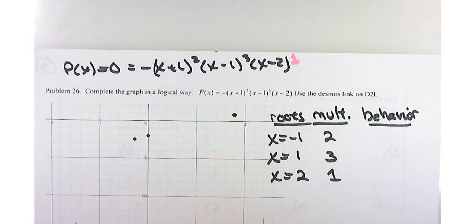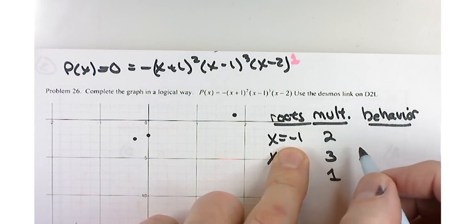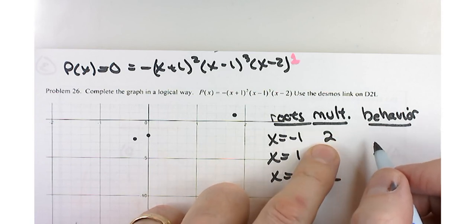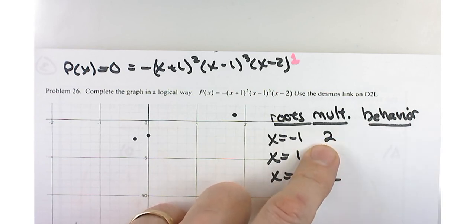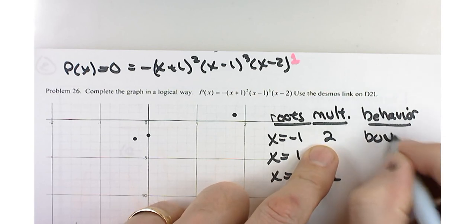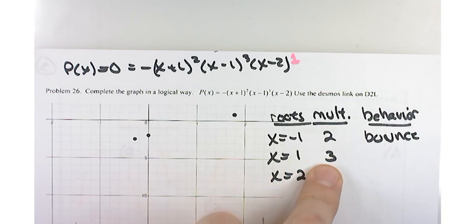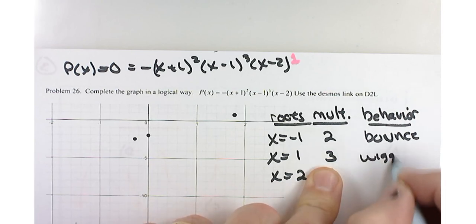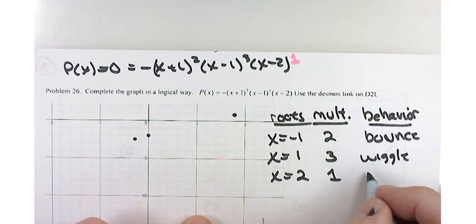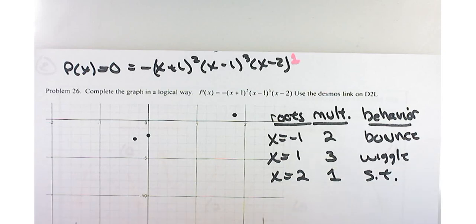So Ryan C., if a polynomial has a root at -1 with a multiplicity of 2, what kind of behavior am I going to expect at this one? A bounce, a wiggle, or straight through? Yeah, that one should bounce. What should the next one do? Amber? Wiggle. Wiggle? Good. And how about the last one? Ryan G? Straight through. Nice. So you kind of know what to expect from those things.